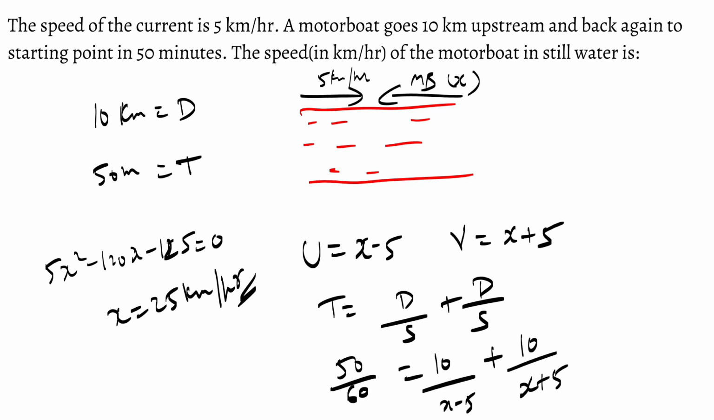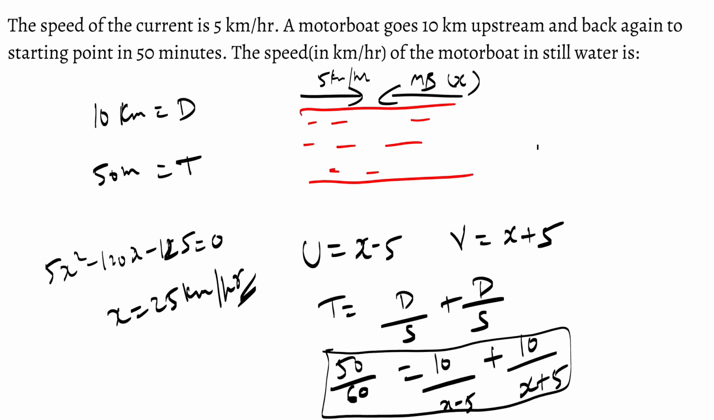Let's take 25 as an option, right? If we take 25 as an option, we can stop after writing this step, because we can substitute 25 in the place of x. If 50 by 60 is equal to 50 by 60, if both the LHS and RHS are equal, then that option is the correct option.